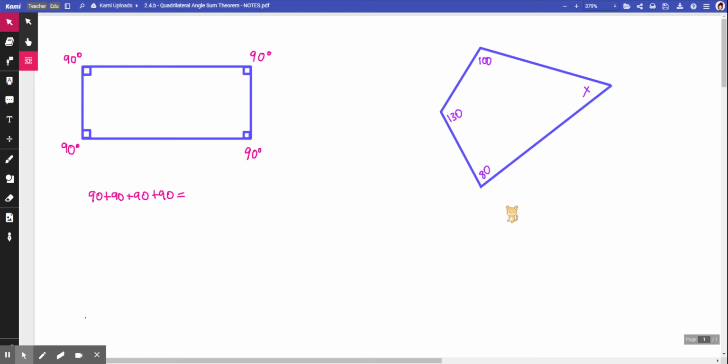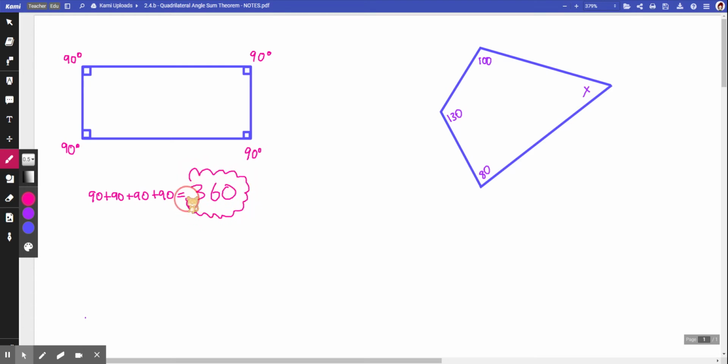So let's talk about quadrilateral angle sums. We already talked about how the triangle angle sum theorem says that the angles of a triangle add up to 180 degrees. That principle applies to other polygons as well, but it's not 180 for other polygons. For a rectangle, clearly, if you add up our four 90-degree angles, you get 360. So 360 is the magic number for quadrilaterals. So it's the same concept, but just a different number.